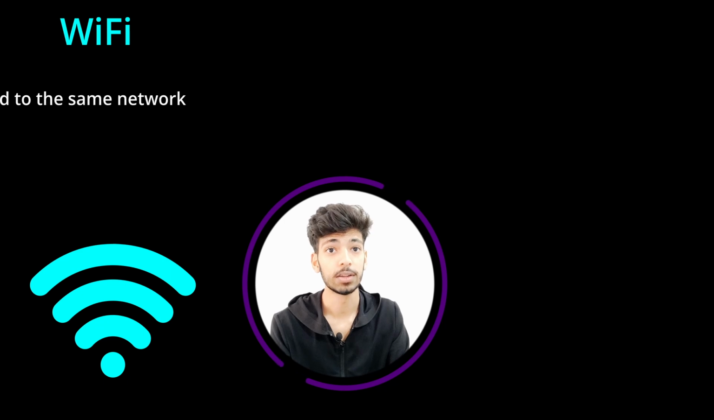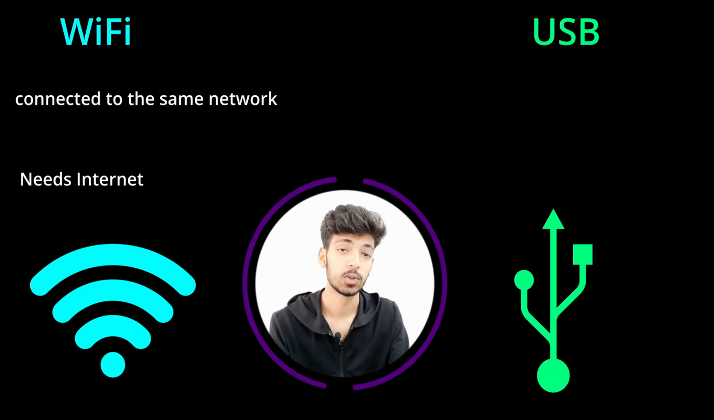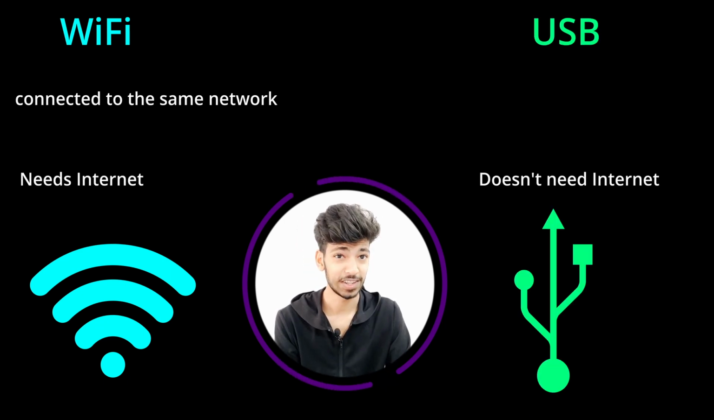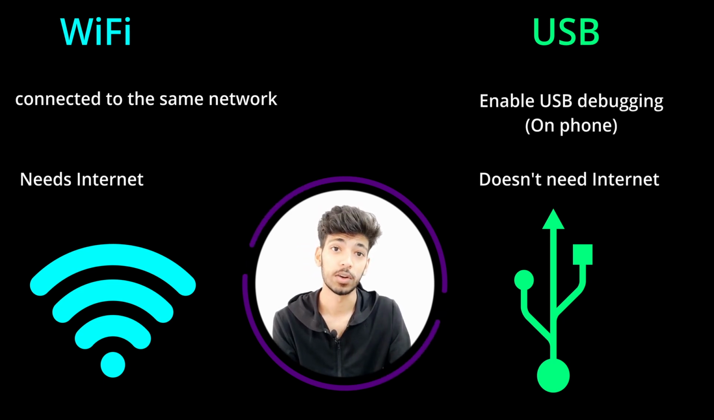We are going to use phone as webcam in OBS in two ways. First, through Wi-Fi. This will need internet. Second, through USB cable. This doesn't need internet to work. The only thing it will need is for you to enable an option called USB debugging.